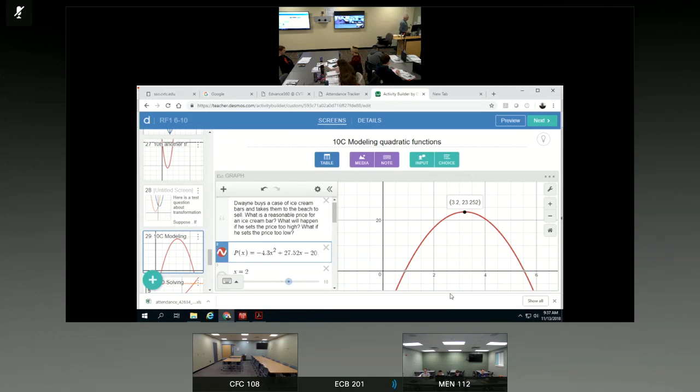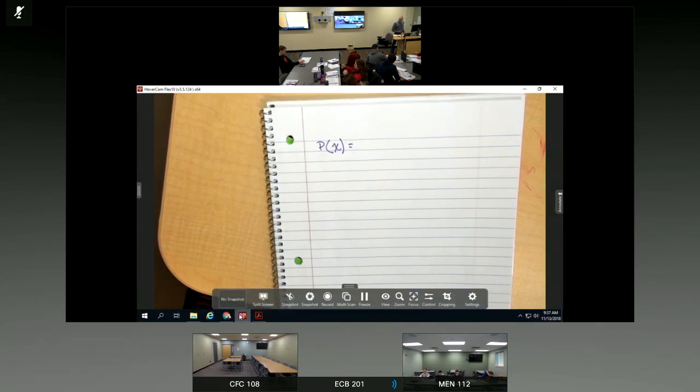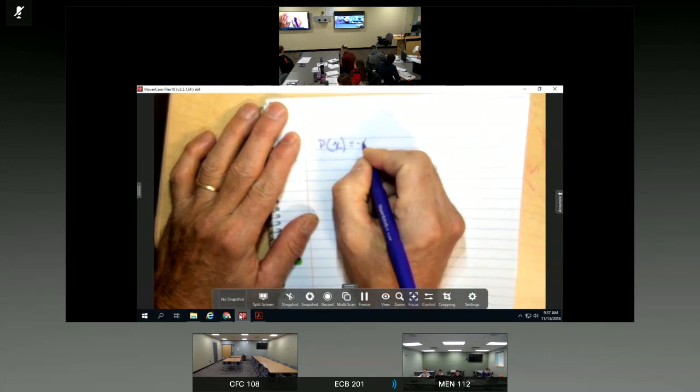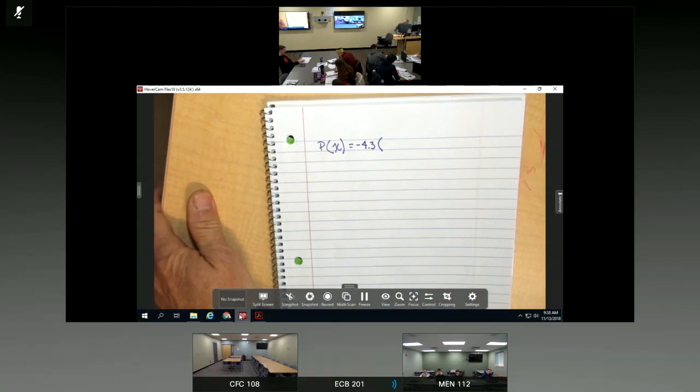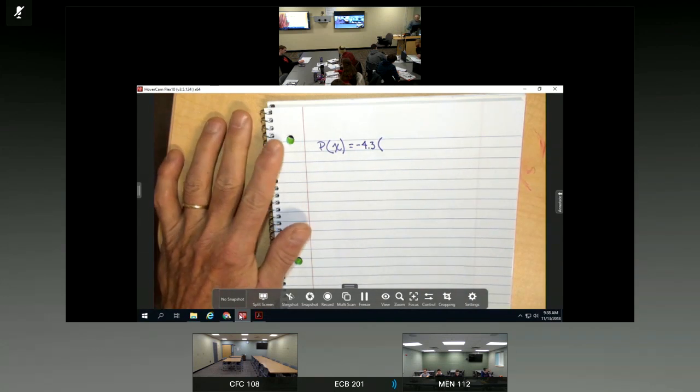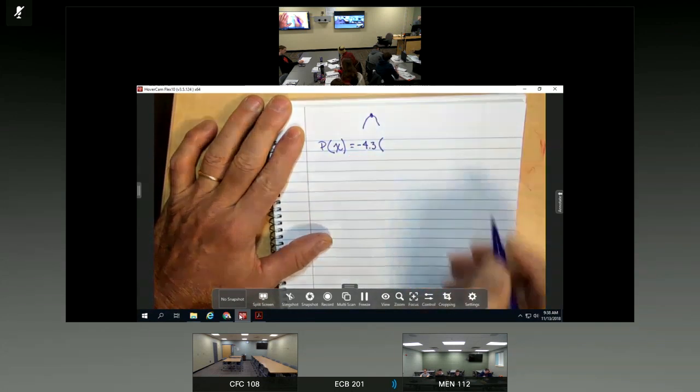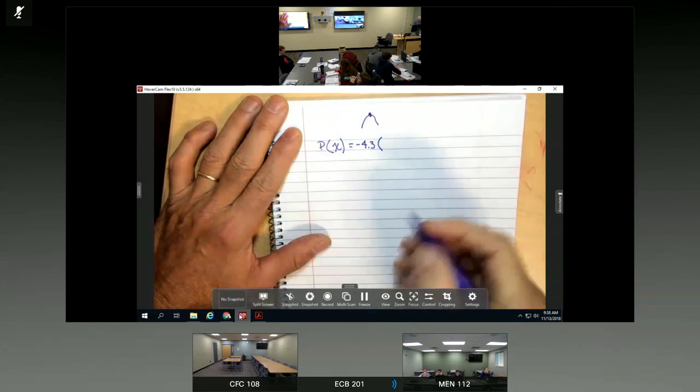Number 4, write that formula in the vertex form. So we would write, does it tell us which letters to use? Nope. So P of x equals, in our vertex form, our lead coefficient is going to be the exact same number, which was negative $4.30. Yes, it has to be negative because there's a maximum amount of profit, so it has to be opening downward.